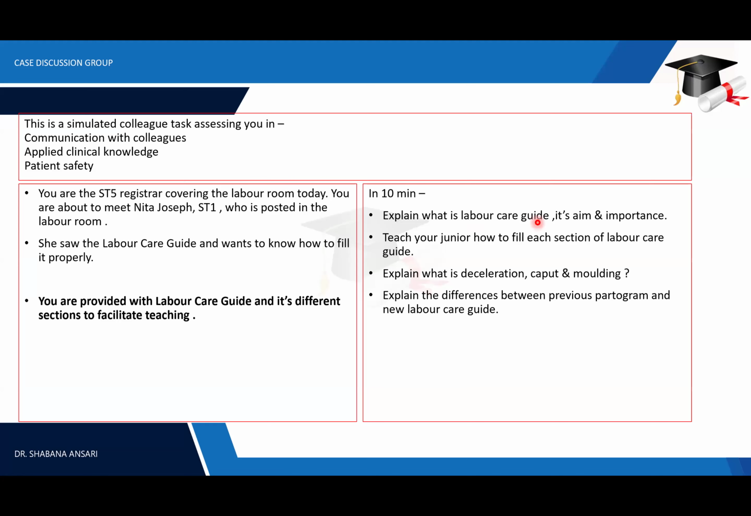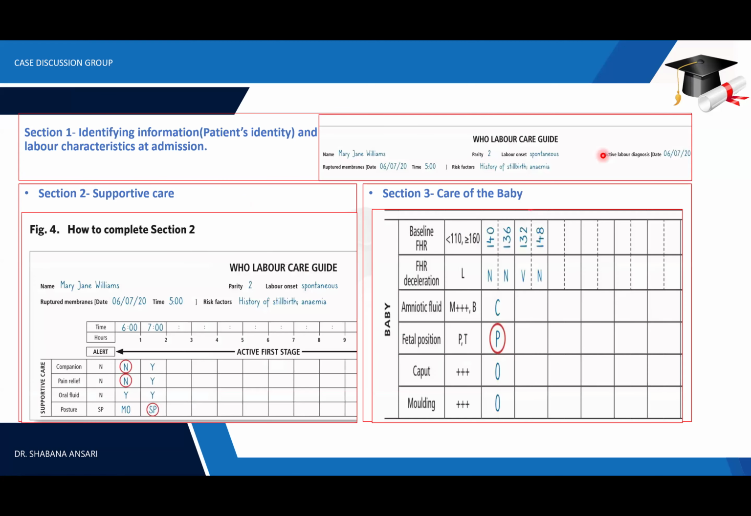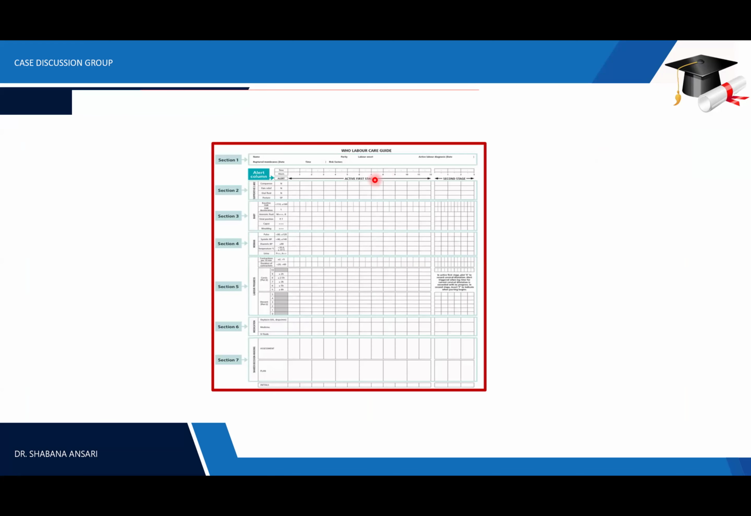Ma'am, can you go to the next page to show that page? The labor care guide, yeah. So as you can see, this is the labor care guide. Here we need to fill this one. You can see there are 7 sections. The first section includes identifying points, the maternal identifying points, the demographic points, and also, during admission, the initial position of the labor. So this one we need to fill.